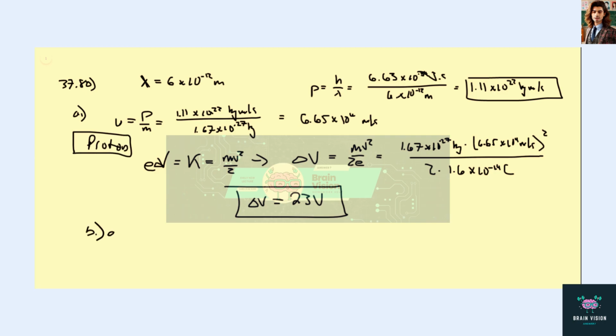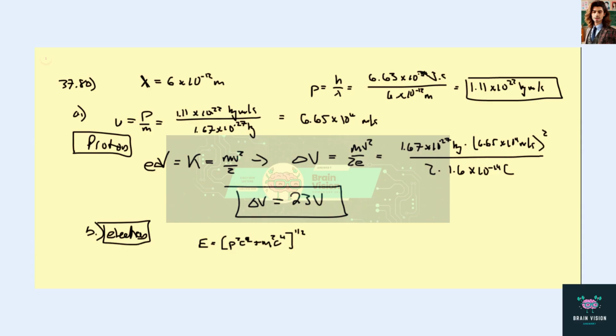Okay, so let's do part B now for an electron. So for the electron, if we divide the momentum by the electron mass, we're going to obtain a speed that is greater than 10% of the speed of light. So now we already know that we're going to need to use our relativistic equations. So first we know that the energy can be written as the square root of p squared c squared plus m squared c to the 4th.